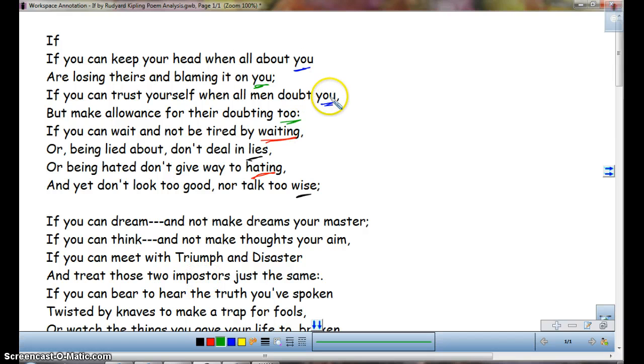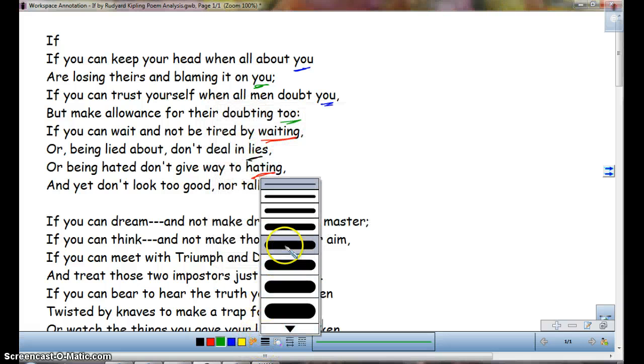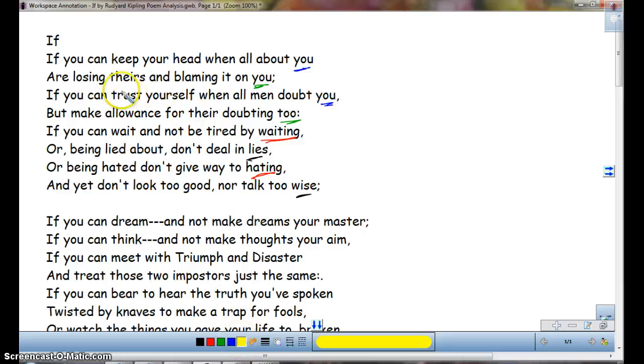The other thing that I would look at: if you can keep your head when all about you are losing theirs. Keeping your head is something that we've talked about before.